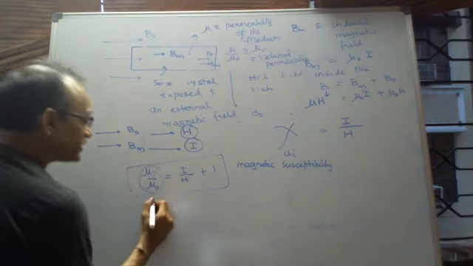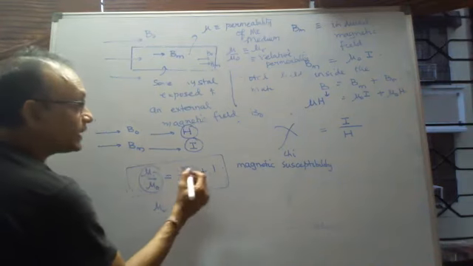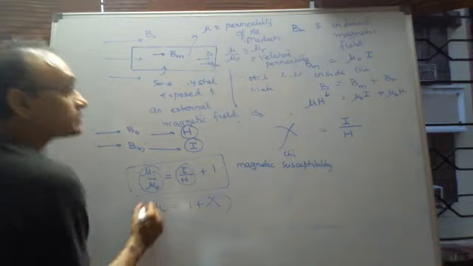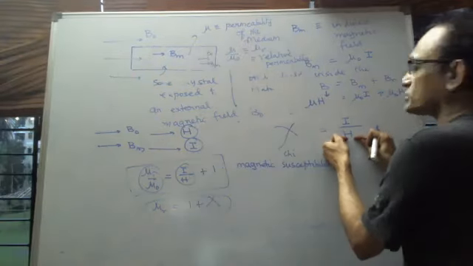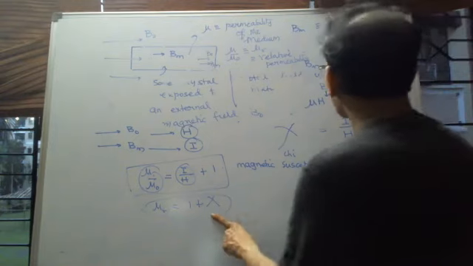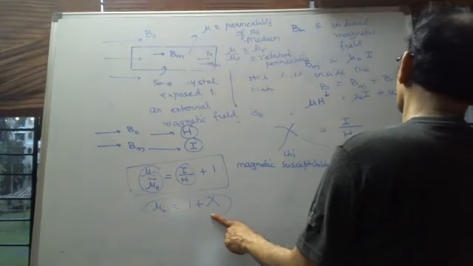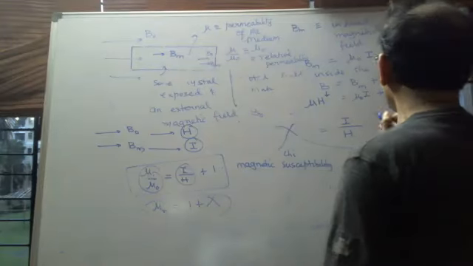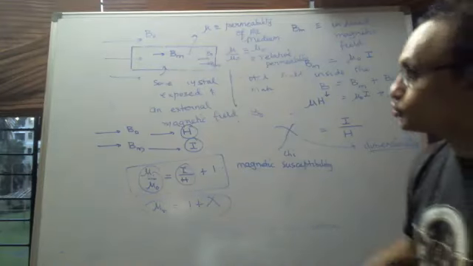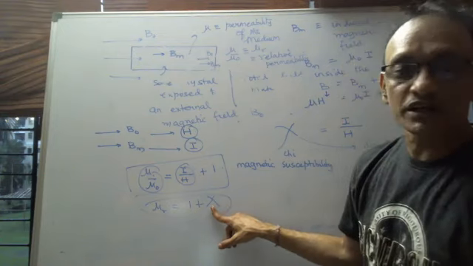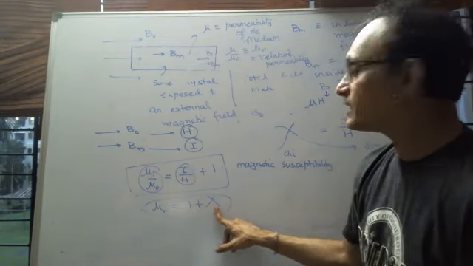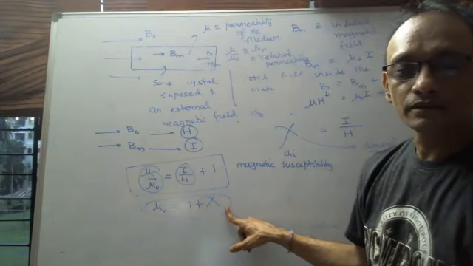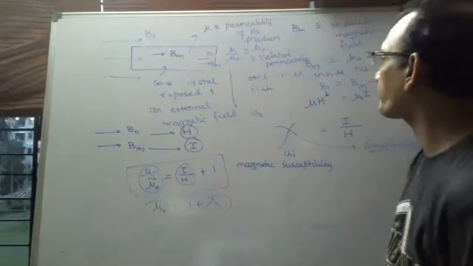But mu by mu naught is the relative permeability, and this is 1 plus chi, the magnetic susceptibility. Chi is clearly dimensionless, since I and H have the same dimension. So if you know chi for a material, then the relative permeability mu r is 1 plus chi.